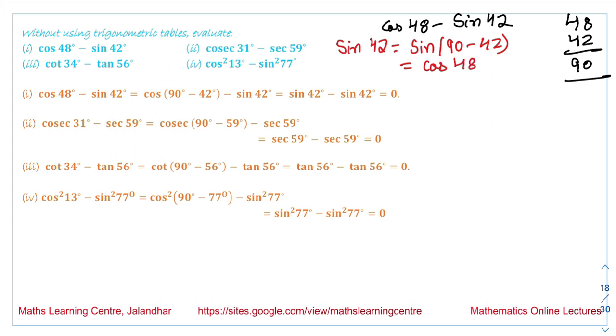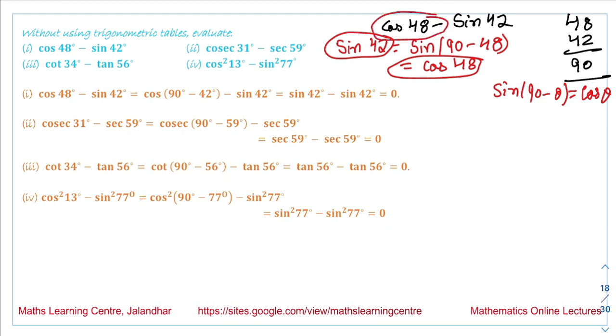Sorry, this is not 42 over here, this is 48. So we are saying it is 90 minus 48, and we write it as cos 48. Why? Because sine of 90 minus theta is equal to cos theta. So in place of sine 42, we can write cos 48. The other value is already cos 48, so the final answer we obtain is 0.